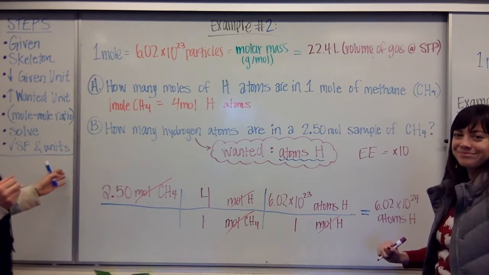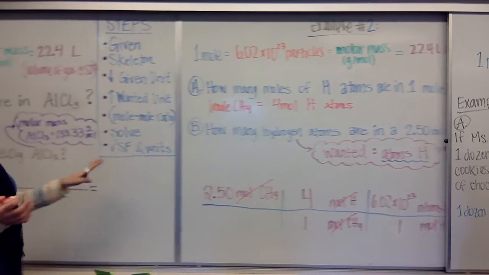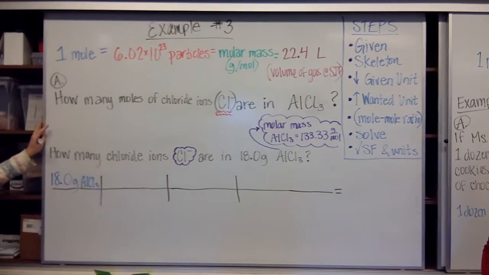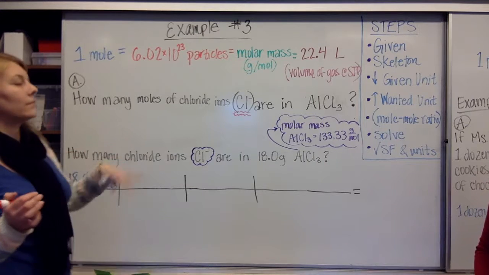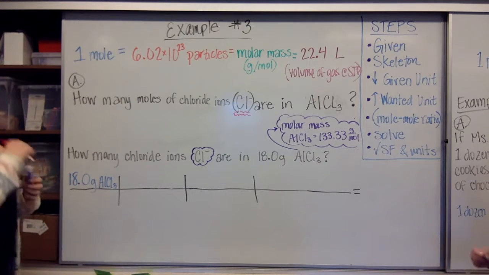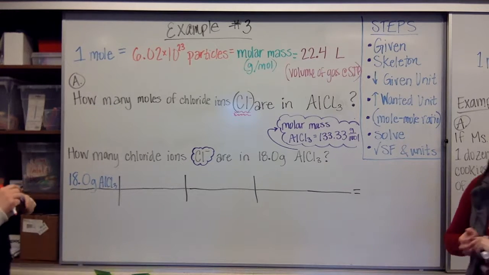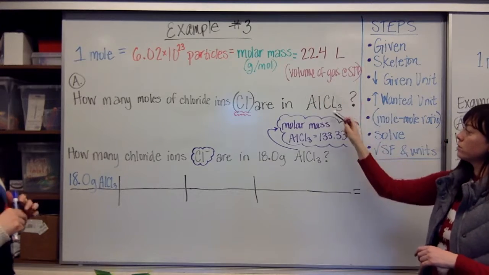All right, we're going to look at one more problem, right? And this is going to now incorporate a mass, right? So we're going to be going from a mass to atoms. Okay, so again, we're starting with this introductory question. How many moles of chloride ions, Cl-, are in AlCl3?